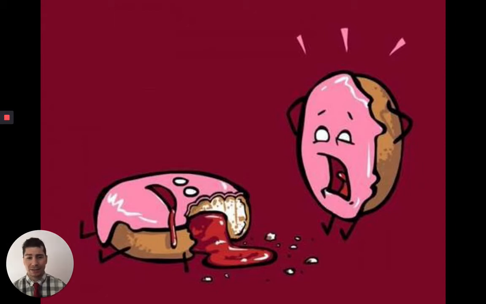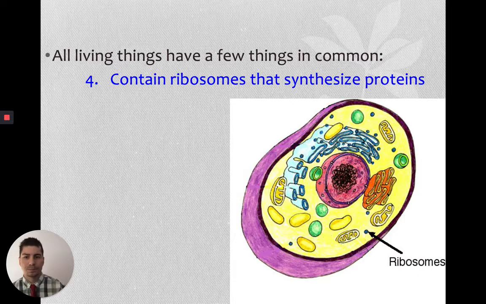Same thing here, okay? If we don't have a cell membrane, all that cytoplasm is going to ooze out. And the last one, so we went through 3 already. They're all going to have DNA. They're all going to have a cell membrane. They're all going to have cytoplasm. And the last one, number 4, they're all going to contain ribosomes.